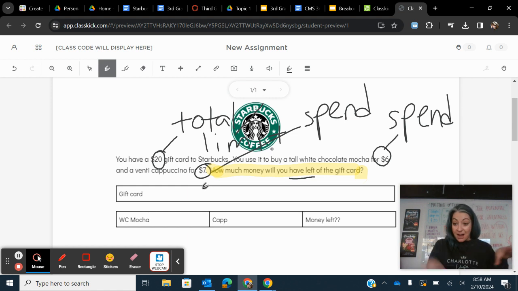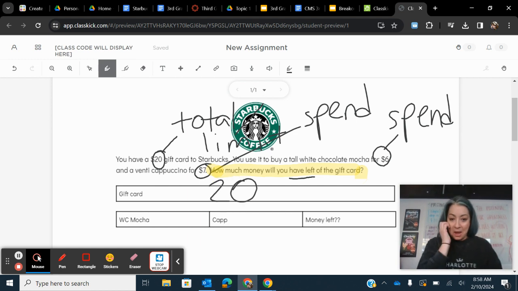On a test, kids wouldn't have this in there. You just have to know that the top bar represents the total or the limit. So for this one, it's going to be what the gift card is. That's going to be $20. And what am I putting together to get to that $20? I have a white chocolate mocha.